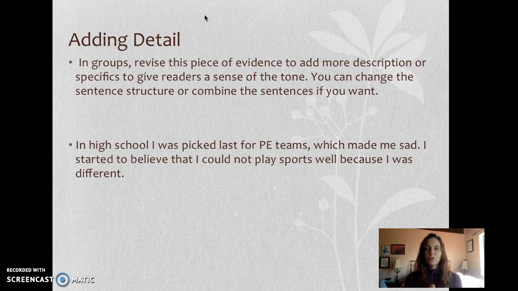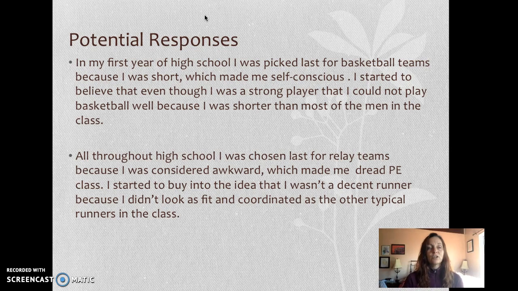And so I'm just going to show you a couple of revisions that other students have come up with so that you can really study and look at how the detail makes a difference in the situation. So here are two potential responses that came across from this exercise. The first says, in my first year of high school, I was picked last for basketball team. So then we knew that because I was short, okay, we know then why, which made me self-conscious. We know the feeling. I started to believe that even though I was a strong player, that I could not play basketball well because I was shorter than most of the men in the class. So then we also get the gender and everything else in there.